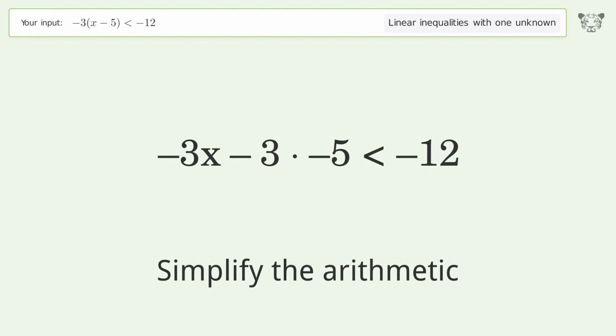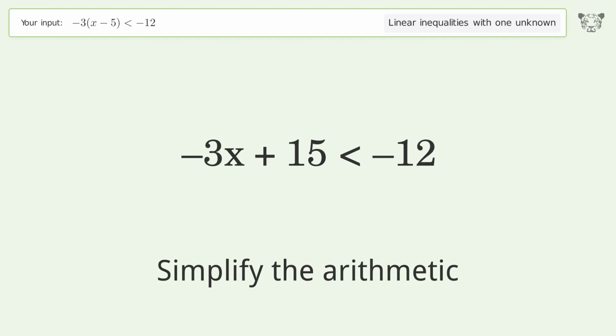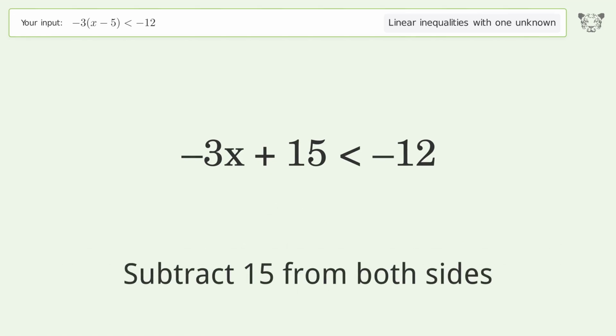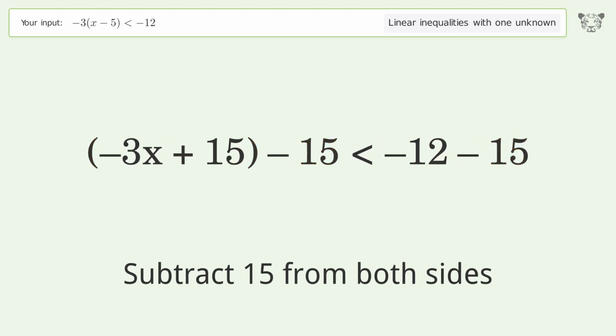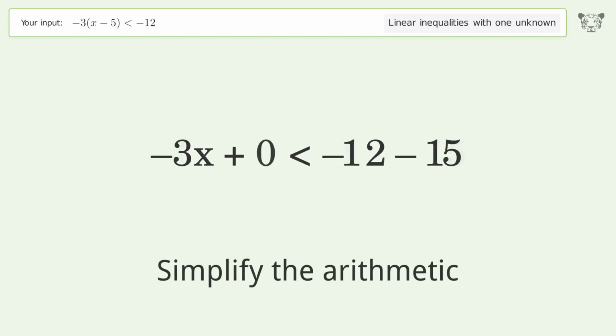Simplify the arithmetic. Group all constants on the right side of the inequality. Subtract 15 from both sides. Simplify the arithmetic.